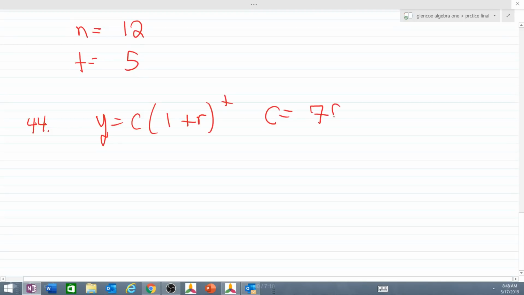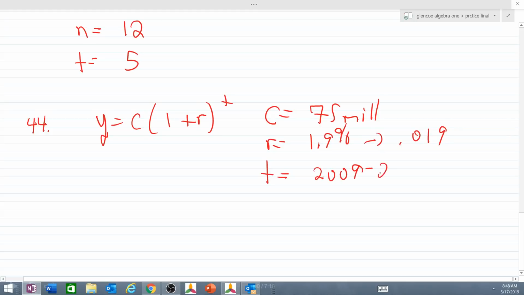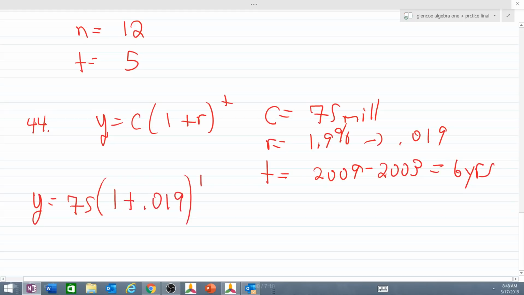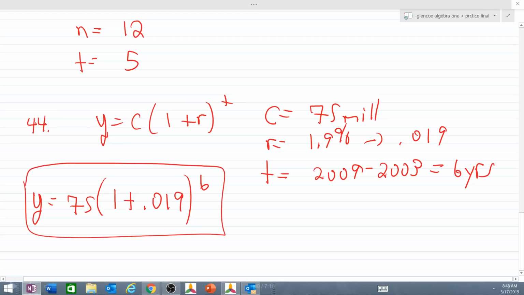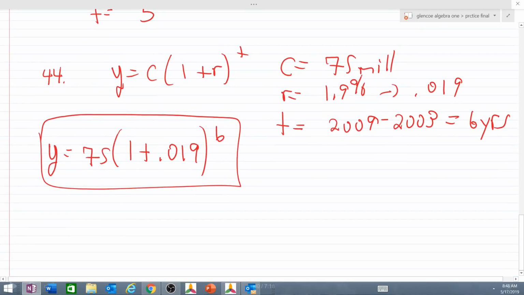C is 75 million, and I'm not going to write all those zeros. I'm just going to leave it as 75. The rate of growth is 1.9%, so as a decimal that would be 0.019. And t, the time in years, would be the difference between 2009 and 2003, which is 6 years. So it's going to be y equals 75 times the quantity 1 plus 0.019 to the power of 6, and I'm going to let you solve it. Am I refreshing your memory?